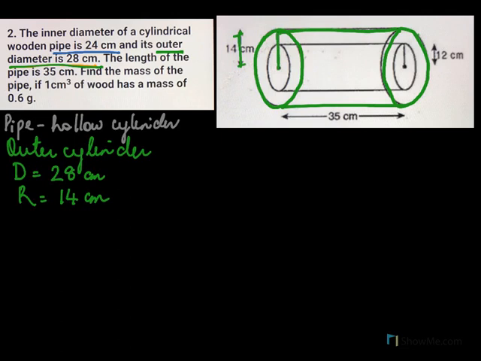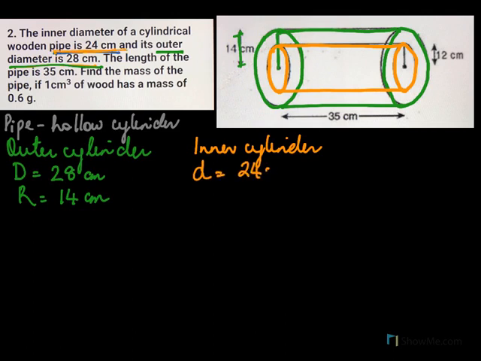Now the inner one, let's mark the inner cylinder. This is the inner cylinder which we need to subtract. This inner one is a hollow part. So for the inner cylinder, the diameter, we'll put a small d, is given as 24 centimeters. So the radius will be 12 centimeters. However, the height is the same for both. It is 35. The height for the outer is 35, and for the inner also it is 35.